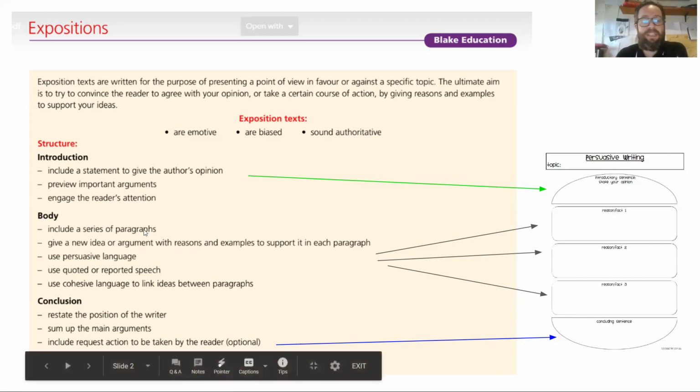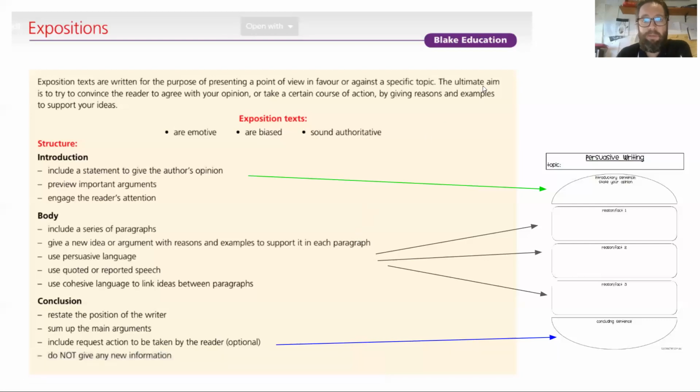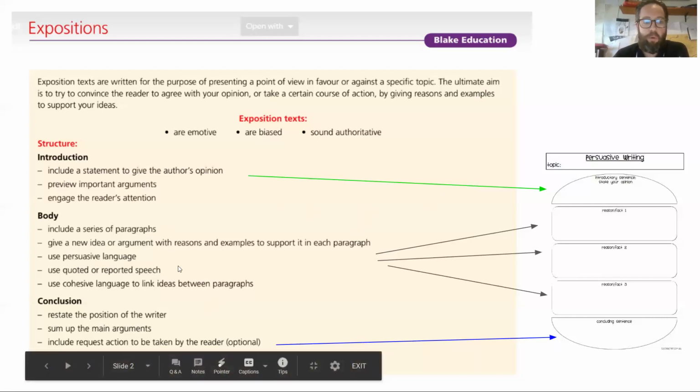Now, our body is a series of paragraphs. That's the 3 PEELs we're doing. You might end up writing more than 3 paragraphs. That's okay. But what we're asking for your minimum is 3 paragraphs. Each paragraph has a new idea with reasons and examples. Point, example, evidence, and link. That's our PEEL. It uses our persuasive language, reported or quoted speech, and a cohesive link.